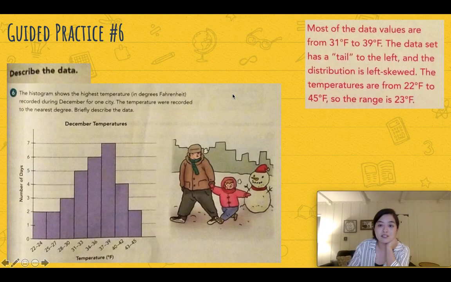So let's take a look here. Most of the data values are from 31 to 39, right? The data has a tail to the left, so it is left skewed. And the temperatures are from 22 degrees to 45 degrees, because my lowest is 22 and my highest is 45. So the range is 45 minus 22, which is 23 degrees Fahrenheit. I guess I didn't describe the range. What about you? Did you remember to include it?